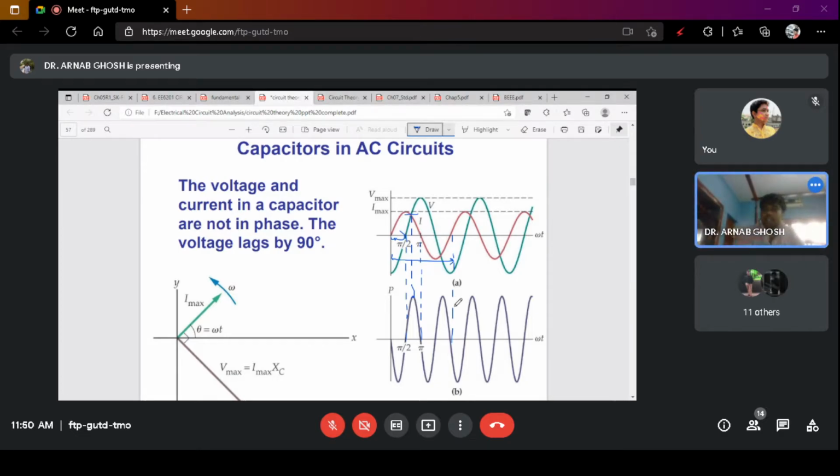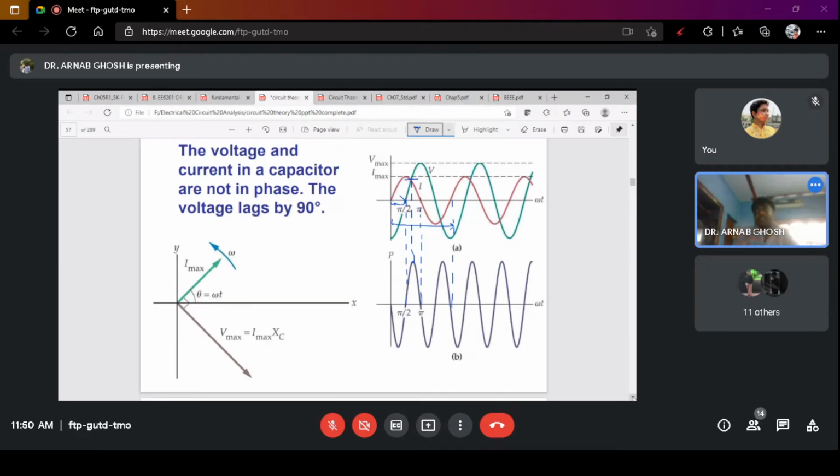So this is about the wave. Now look at the phasors. What happens to the phasors? Your current wave is leading the voltage wave by an angle of 90 degree, right? If you are drawing the Vmax phasor here, Vmax is equal to Imax into Xc. Vmax and Imax will differ by an angle of 90 degree, that is, the current is leading by 90 degree.